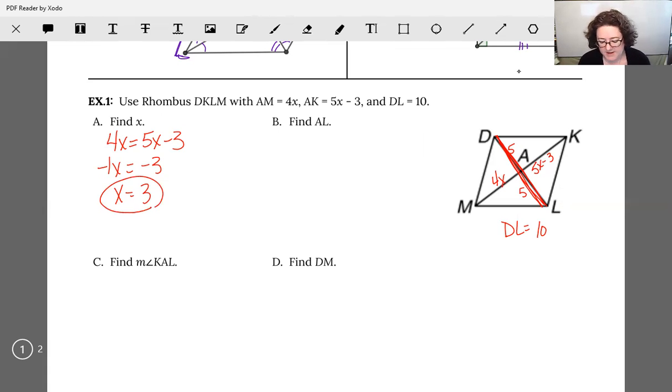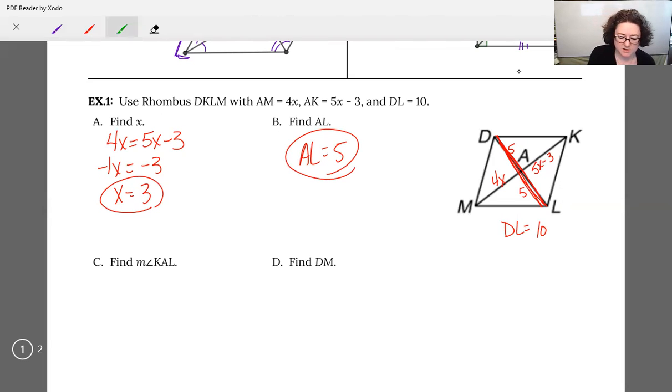So now it's asking us to find AL. Well, we already figured that one out. The entire diagonal was 10. If it gets cut in half, half of it is 5. So we know that AL is 5. We already labeled that.